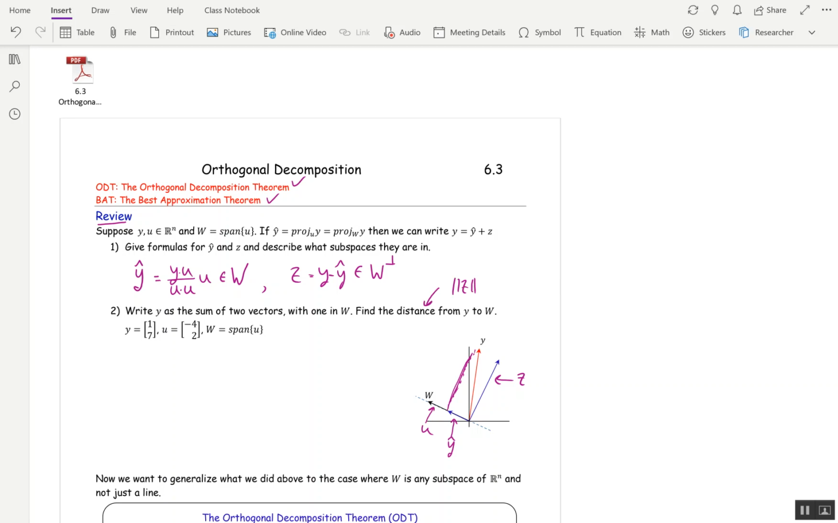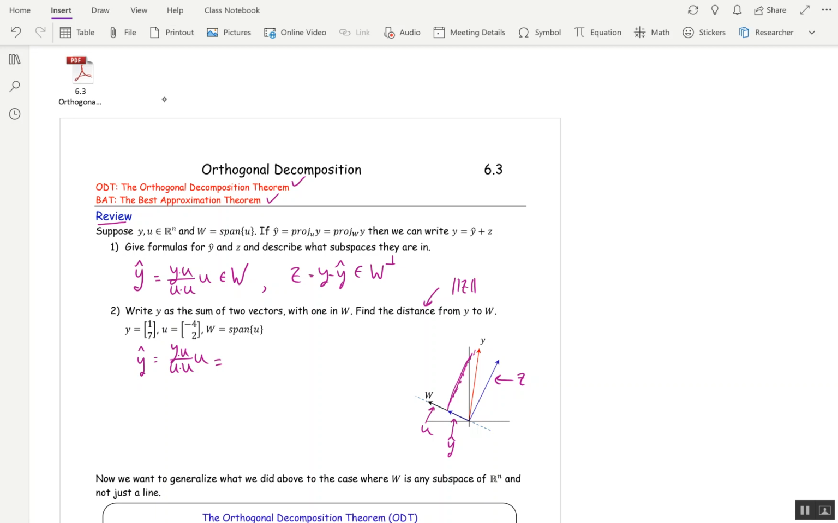All right, so let's do it with an actual set of vectors. Here's y, here's u. Y is the sum of two vectors, one in W. So the one in W will be y hat. So y hat is (y dot u over u dot u) times u. Notice every time I use that formula, I write it down, and I'm going to want you to do that in your work too. So write that down, and you'll never forget it because you write it down so often, you'll be able to recite it in your sleep.